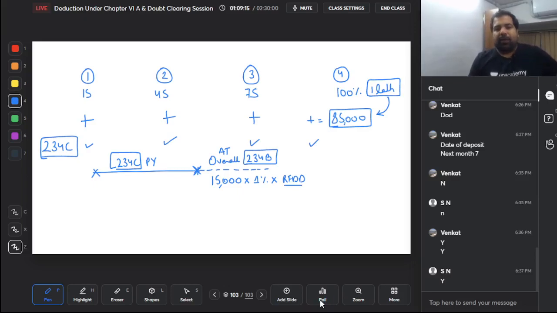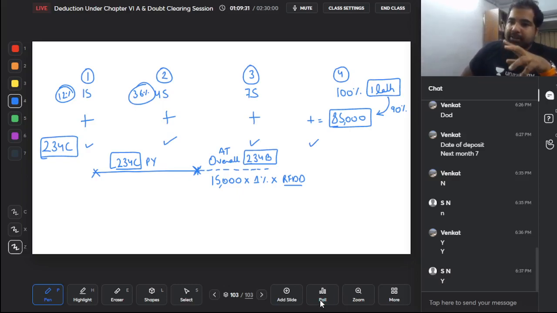Now, guys, while we had concession here of 12% and concession here of 36%, same concession 234B gives, and it says overall if you've paid 90%, we will not put that interest. So on 1 lakh, had you paid at least 90,000, we would not levy any interest. But because you've paid even lower than that, then the concession disappears. Guys, this is the concept of advance tax.